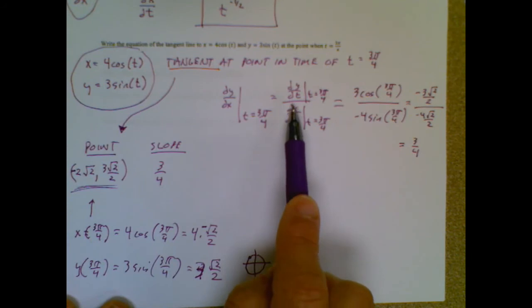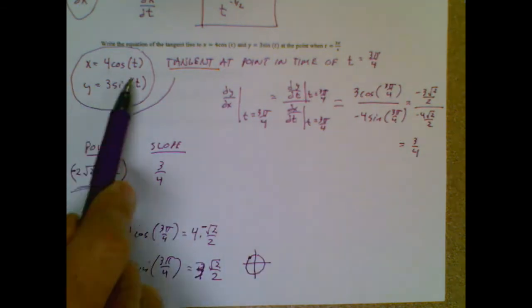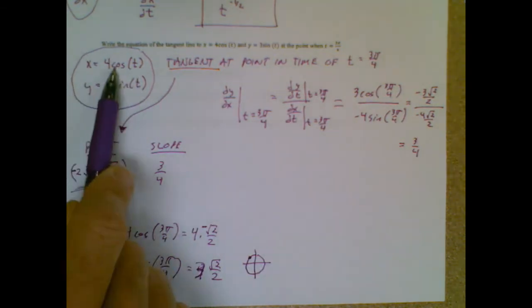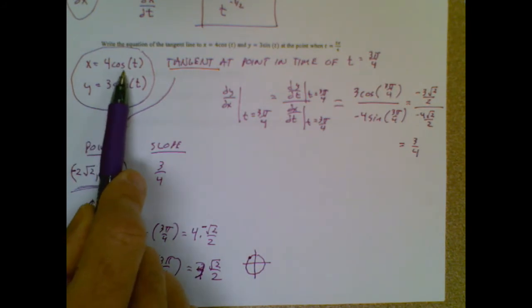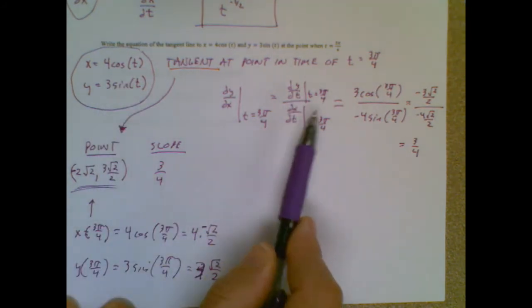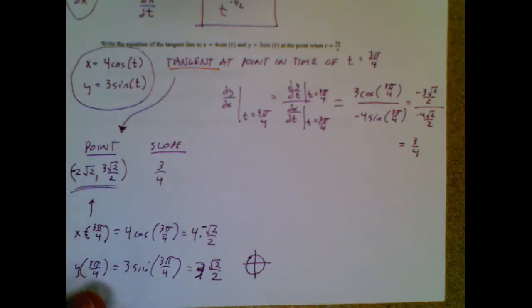The slope formula says derivative of y on the top, derivative of x on the bottom. But when you look at your parametric equations, how they're given to you, normally x is above y, which makes it really easy to accidentally mix up this order. So just be careful there.